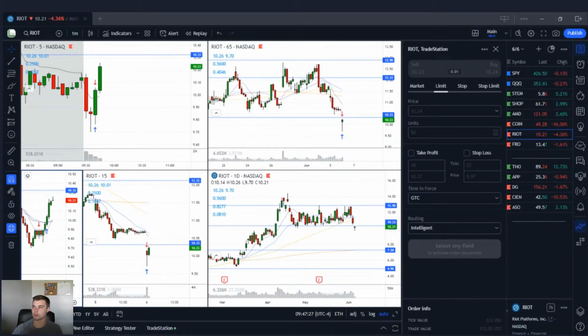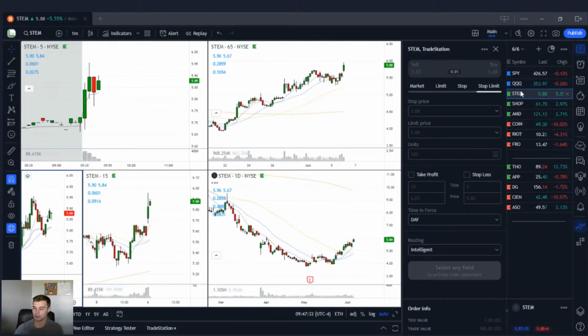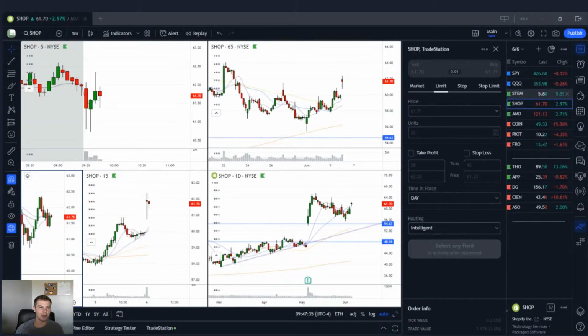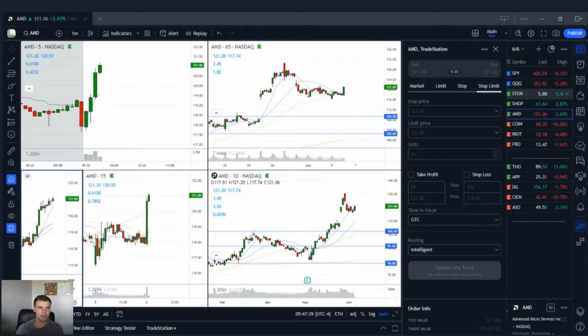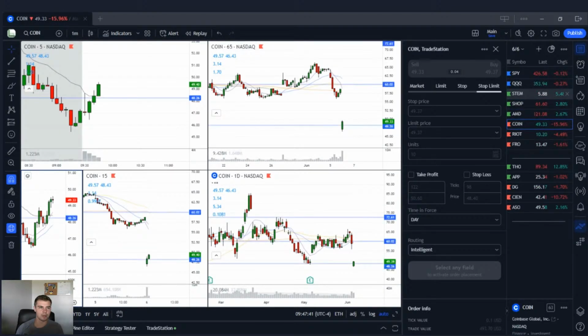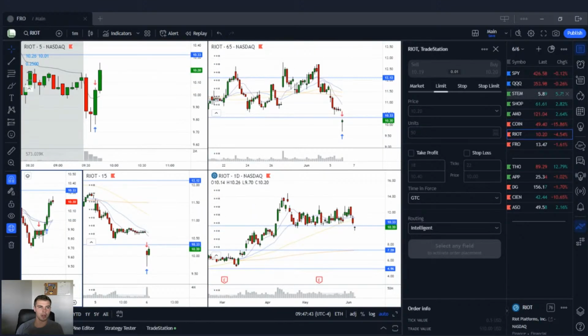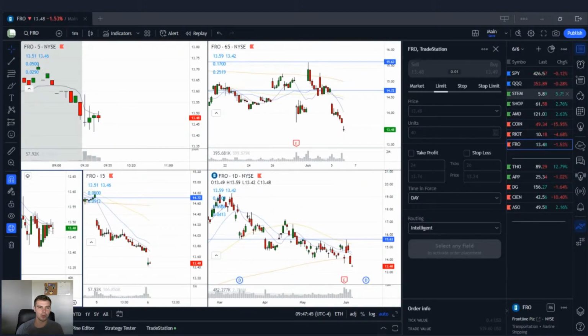That was an impressive bounce. Ended up getting a little slippage too, so it was actually a full 1 hour loss. Shopify still a little bit interesting over the high. AMD needs some rest here. Coin moving up, Riot moving up, FRO.